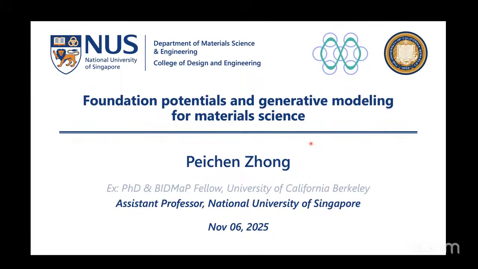As a computational material scientist, he is interested in computational modeling of complex materials for renewable energy applications, atomistic simulations with statistical mechanics and first-principle calculations, and AI for science, particularly in machine learning, interatomic potentials, and generative models in scientific applications. The title of Dr. Zhong's talk today is Foundation Potentials and Generative Modeling for Material Science. Well, Peichen, you can take it away.